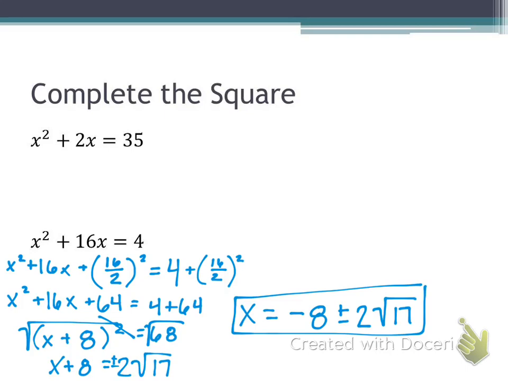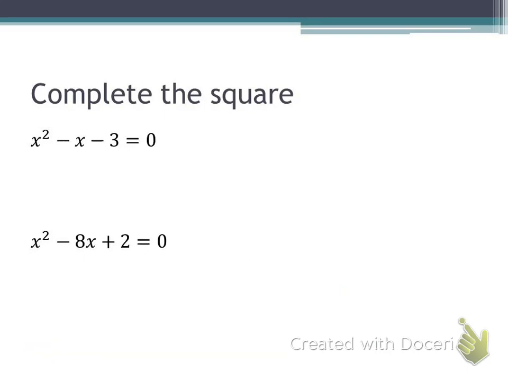Okay, and then the final example, what we're going to do is we're doing the exact same thing. What is that first question that is so important that you have to ask yourself? Is x squared and x by itself? Is it? No. What's over there with it? The negative 3. So I've got to move that negative 3 before I can do anything. So I add 3 to both sides. And I get x squared minus x equals 3.